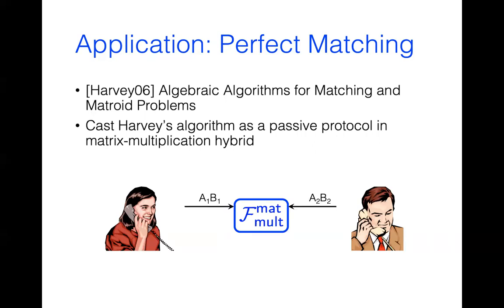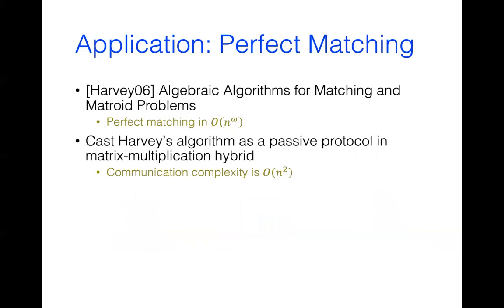Here you can think of it as Alice and Bob give shares of two matrices, and they get shares of the product of the shared matrices. So given this box, you should think of this as replacing the standard oblivious transfer. And then you can just run the protocol just like GMW in the OT hybrid; you can think of some version of that in the matrix multiplication hybrid. In fact, this passive protocol gives a communication complexity of order n squared. This is interesting because even just naively computing this is order n to the omega, where omega is the matrix multiplication constant.